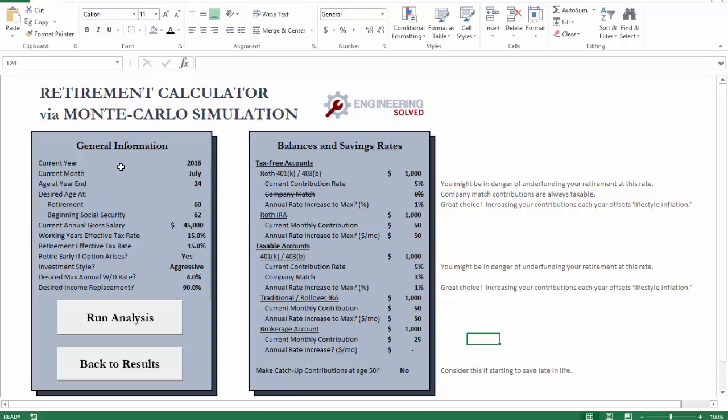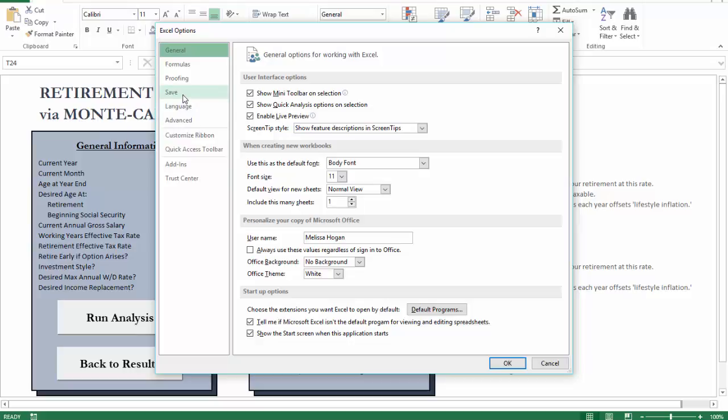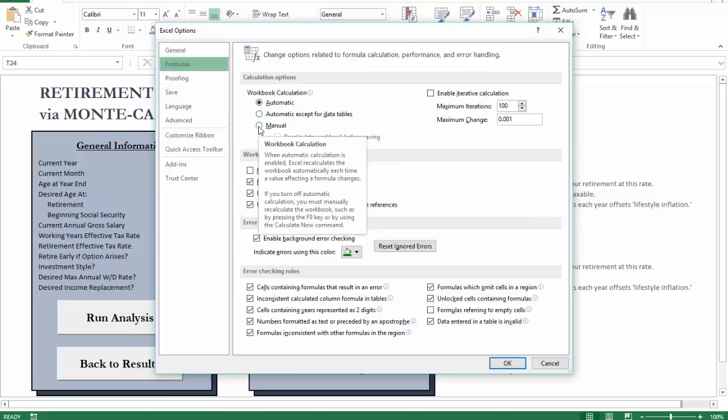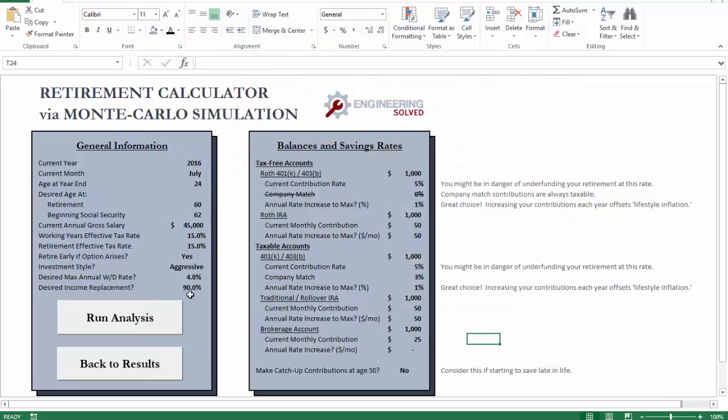One other thing to speed things up: before we get going, you want to turn off the automatic calculator and switch to manual. Click manual and then hit OK. That way, every time you change an input, it will wait until you click run analysis, because each time you change a variable it restarts the data tables, and that will be really frustrating. So definitely go into the options and turn off the automatic calculator.